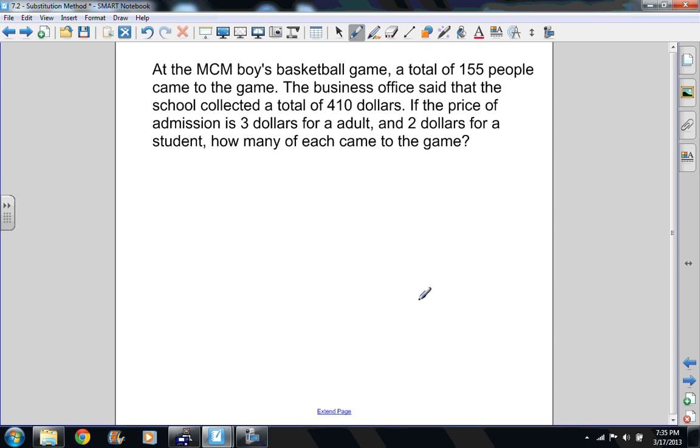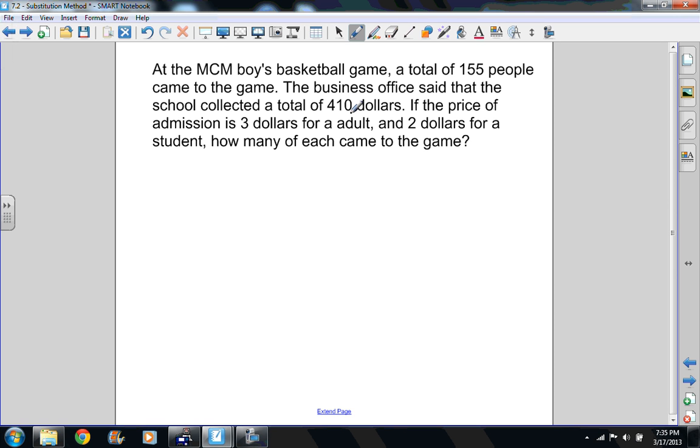At an MCM boys basketball game, a total of 155 people came to the game. The business office said the school collected a total of $410. If the price of admission is $3 for an adult and $2 for a student, how many of each came to the game? And there's only going to be one solution to this. So you got to figure out how many adults and how many students came if there was a total of 155 people and $410. So try this on your own.